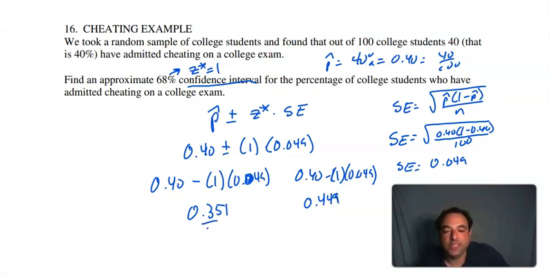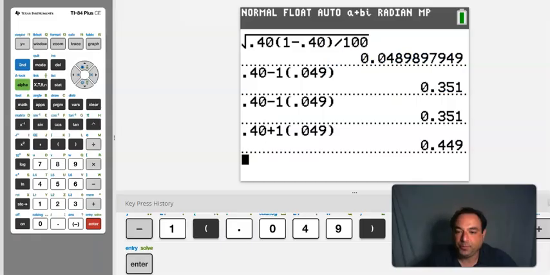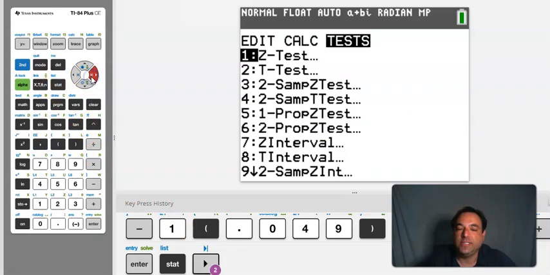To check these numbers in the calculator before we write our sentence, remember what the calculator wants. Our calculator is going to want the x, which would be the numerator, which is 40. The calculator is going to want the denominator, which is n, which is 100, and then it's going to want the confidence level, which in this case is 0.68. So to check this in the calculator, we go to stat, to the right for tests, all the way down to letter A.